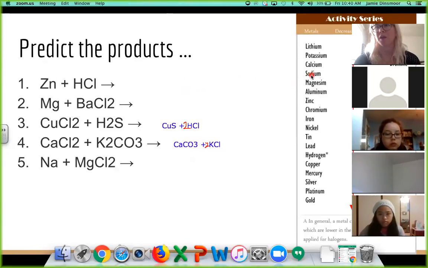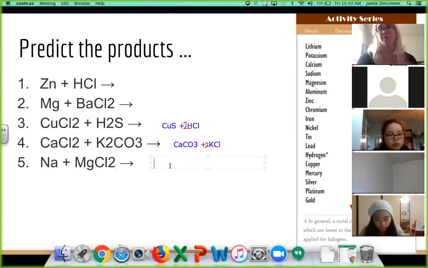Let's check. Is sodium higher up than magnesium on the activity series? Yes. That means sodium is more reactive. That means sodium will take the place of magnesium. So this reaction will happen. Great, now we have to figure out what it is.